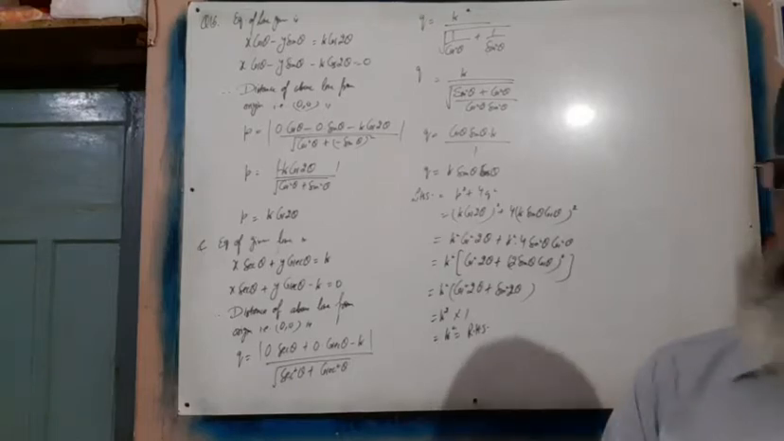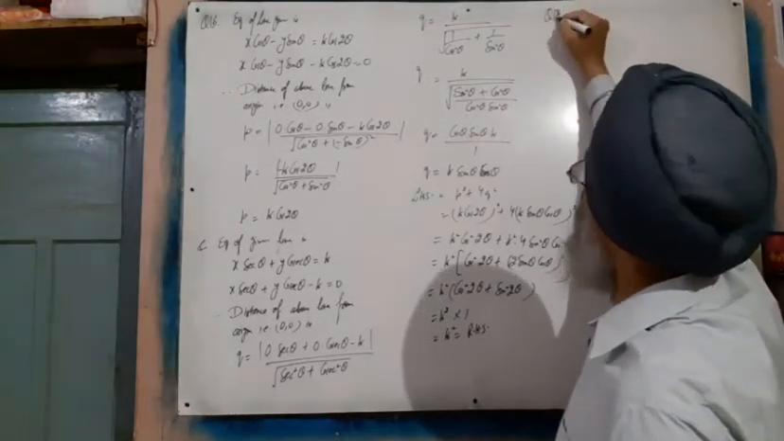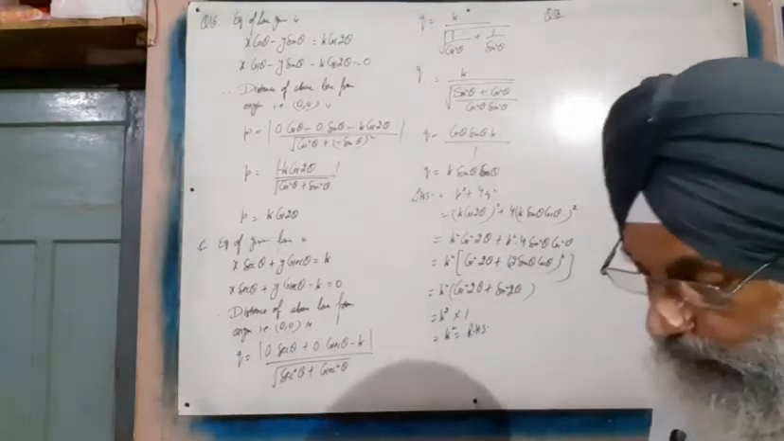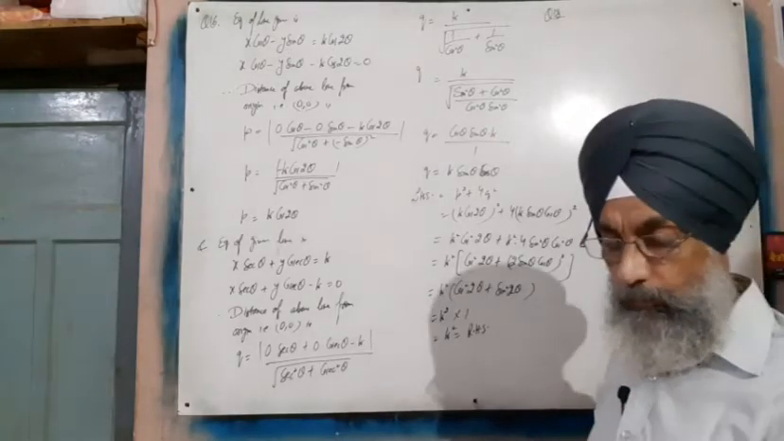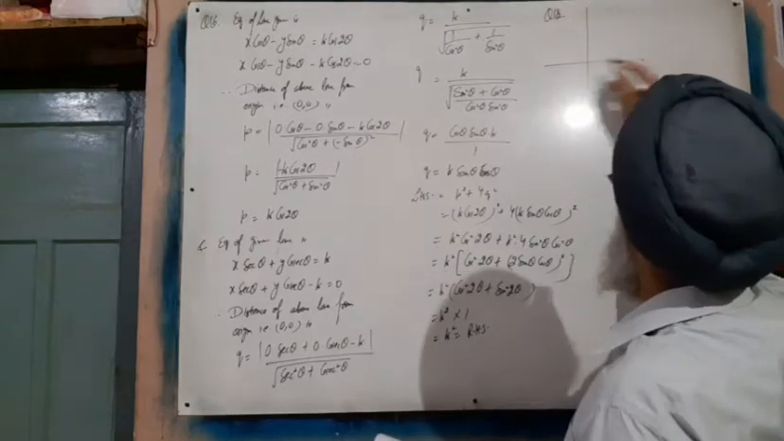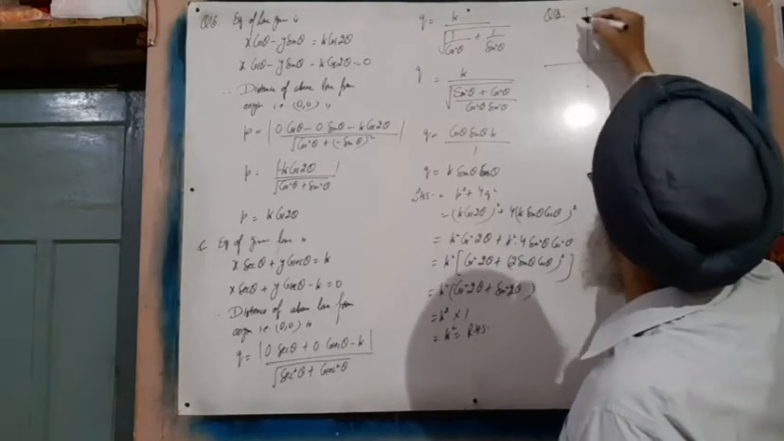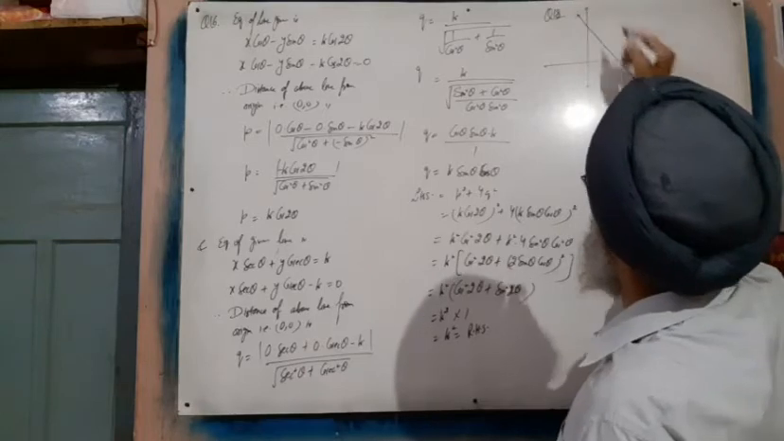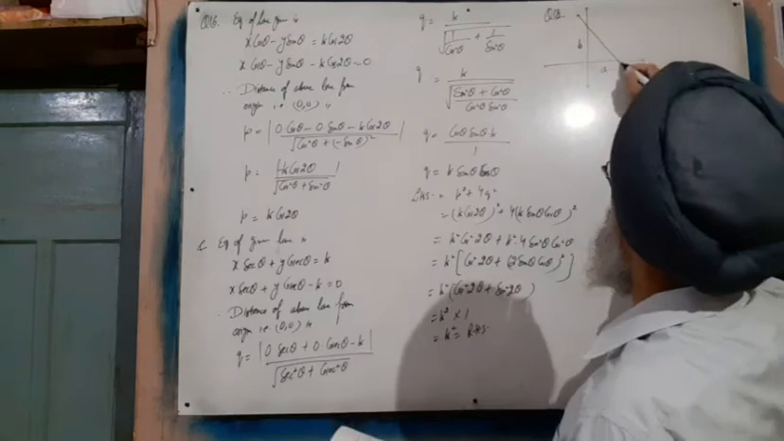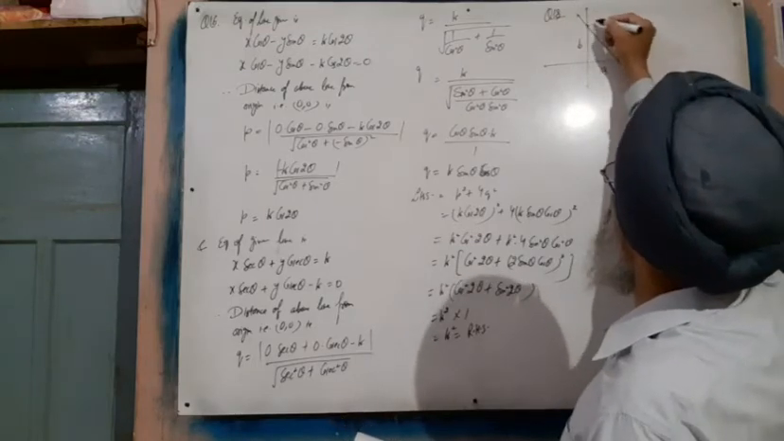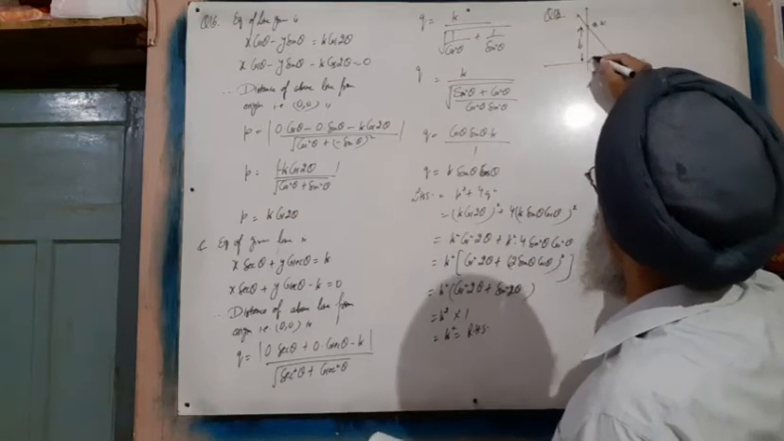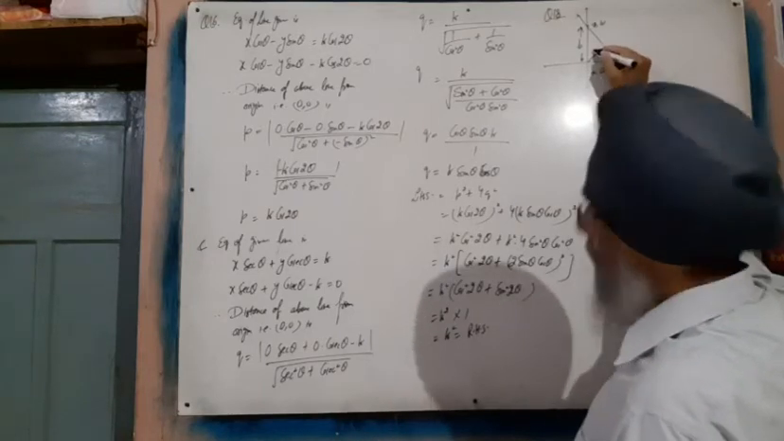If we see question number 18 of this exercise: p is the length of perpendicular from origin to the line whose intercepts on the axes are a and b. Show that 1 upon p square is 1 upon a square plus 1 upon b square. p is the length of perpendicular from origin to the line which cuts the axes at intercepts a and b. Means this point becomes (a, 0) and (0, b), and the length of perpendicular from the origin is p.